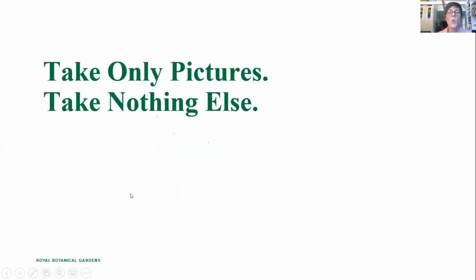Please take only pictures, take nothing else. We live in a very urban environment that is subject to so many pressures. We all need to do our part to help conserve these plants and their habitats. Adam will tell you more about this shortly.